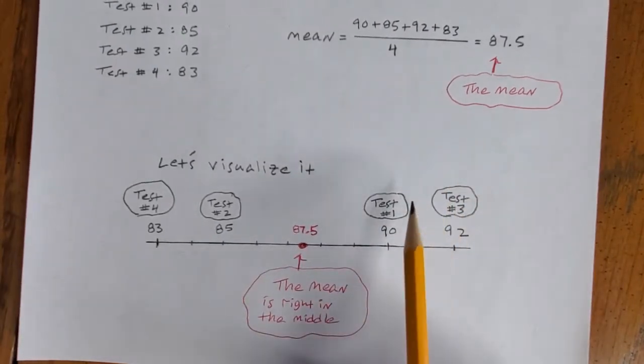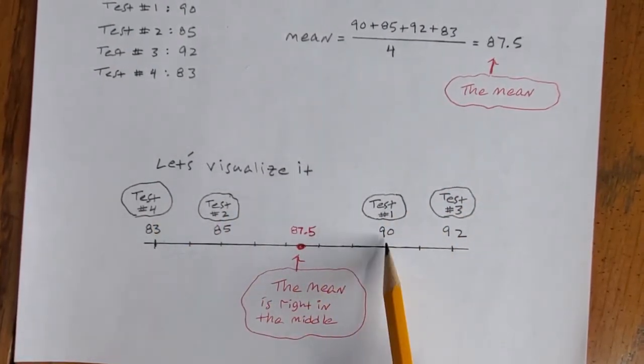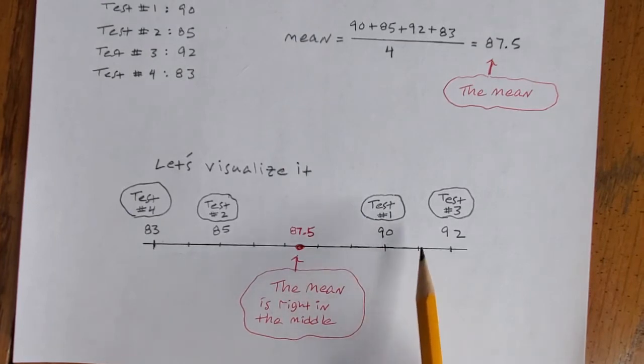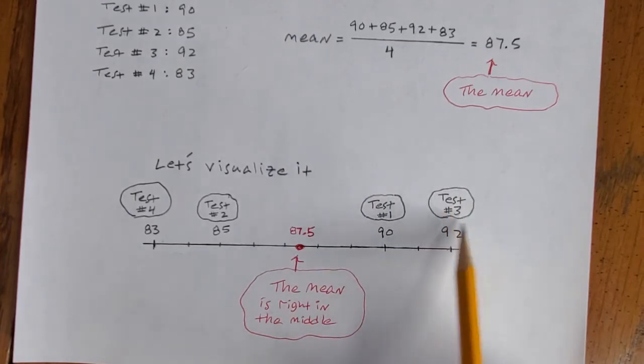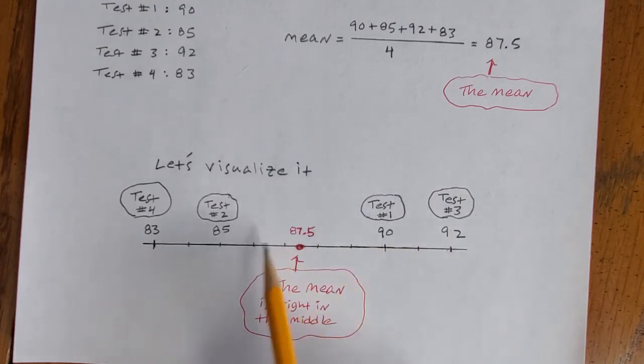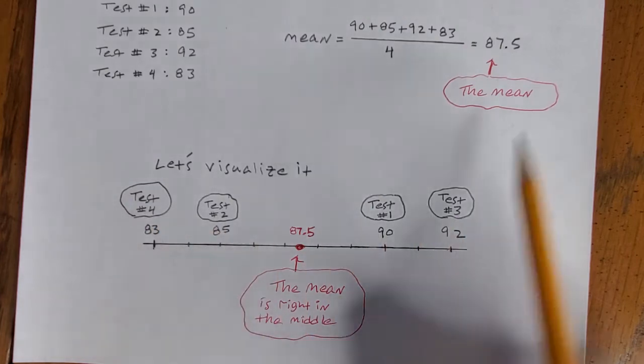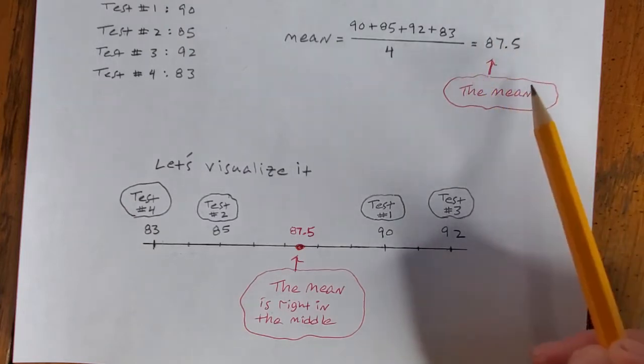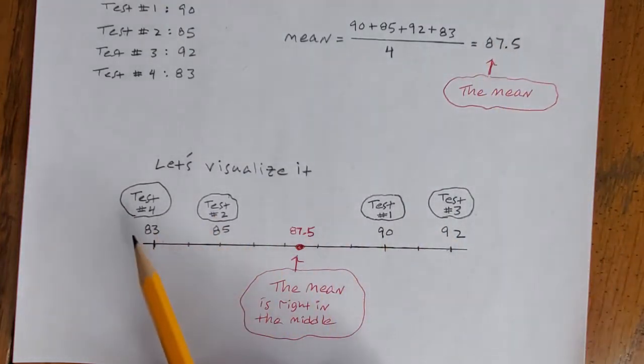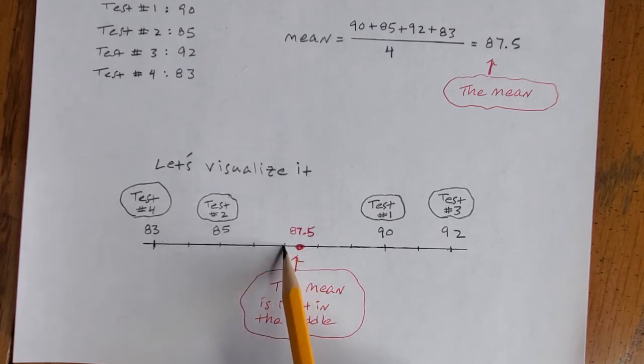So I got the 4 test grades up here, right? Test 1, 90, and then 90, 91, 92. That was test 3. And if I count backwards, that's 85, test 2, 84, 83. That was test number 4. So there are the 4 test grades. Where does the mean fit in with respect or relation to the test? It's right here. So let's see, 85, 86, 87. So 87.5 would be right in the middle of 87 and 88. So that's the mean. Now, do you see it? It's right in the middle.